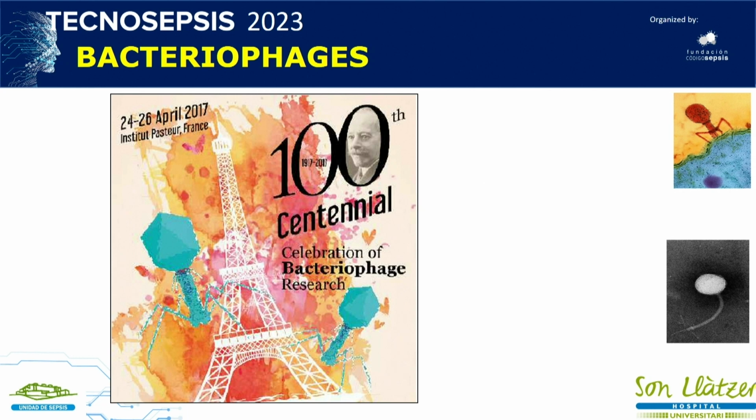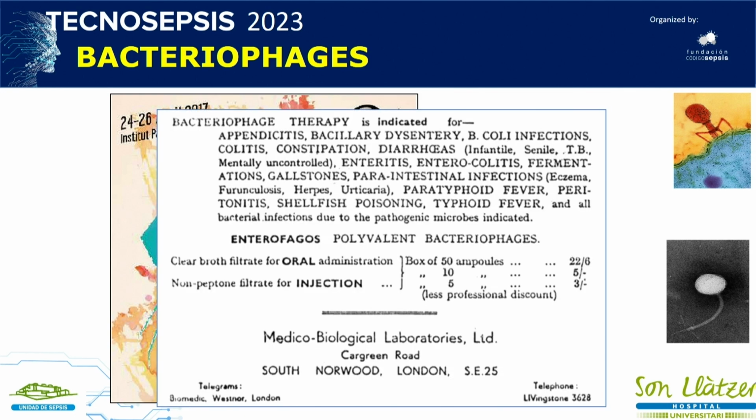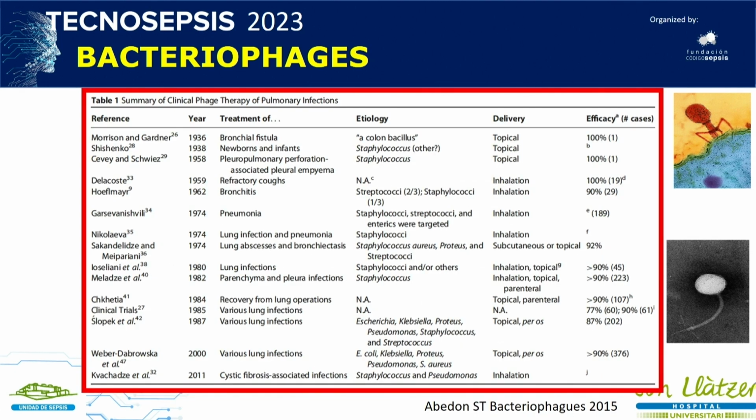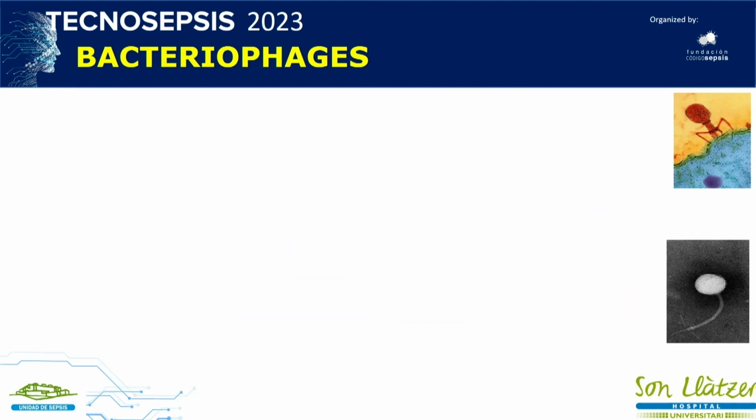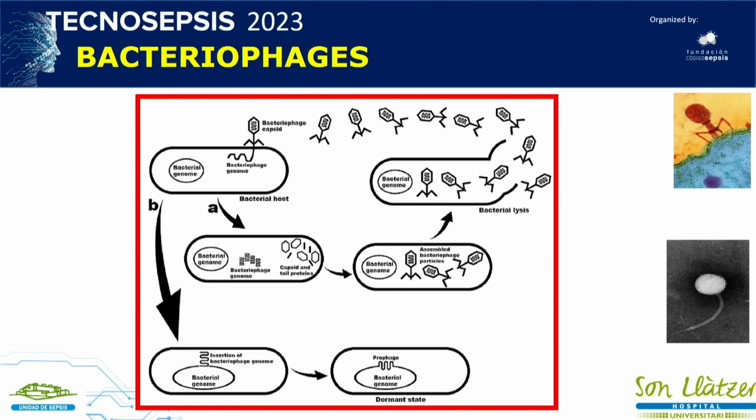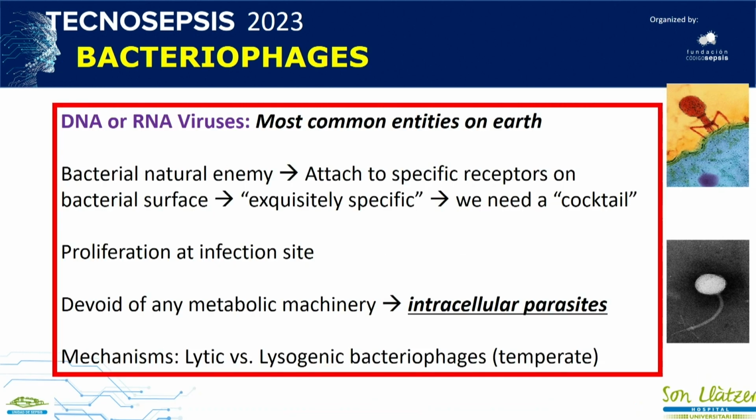Bacteriophages are a very old therapy, more than 100 years, but now, as you can see, there are many recent studies on bacteriophage use in respiratory infections and sepsis. And as you can see, this uses two mechanisms: lysis of bacteria, or a dormant phage that is incorporated inside the bacteria and destroys it. And it's very important because bacteriophages are the most common entities on earth. They are a natural enemy of bacteria.